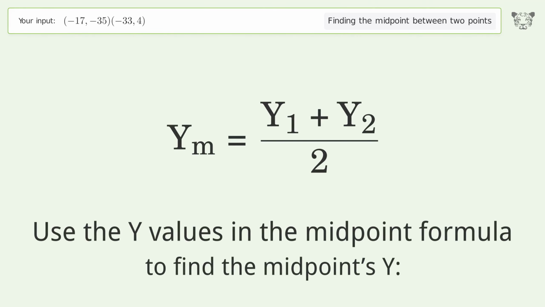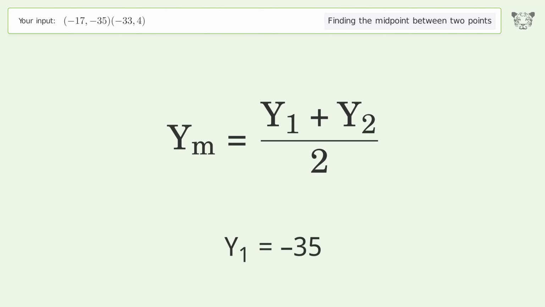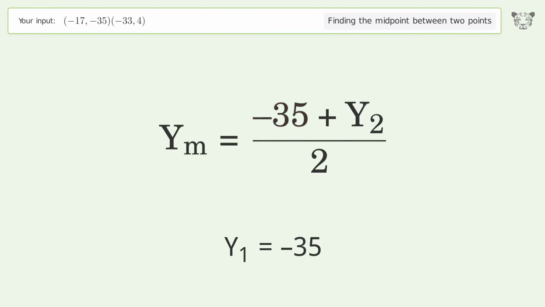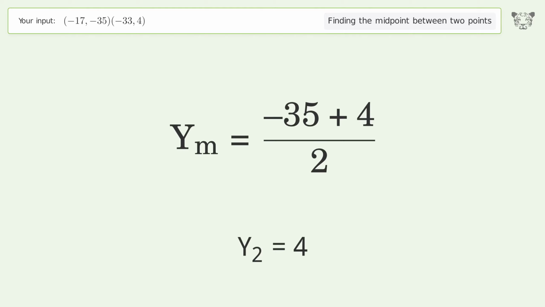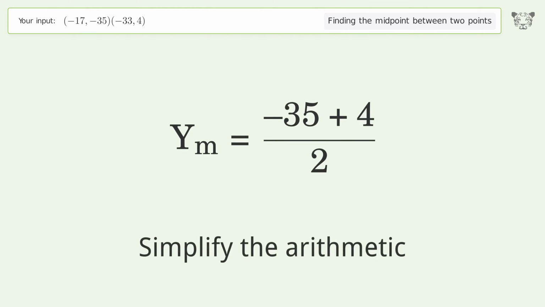Use the y values in the midpoint formula to find the midpoints y. y1 equals -35. y2 equals 4. Simplify the arithmetic.